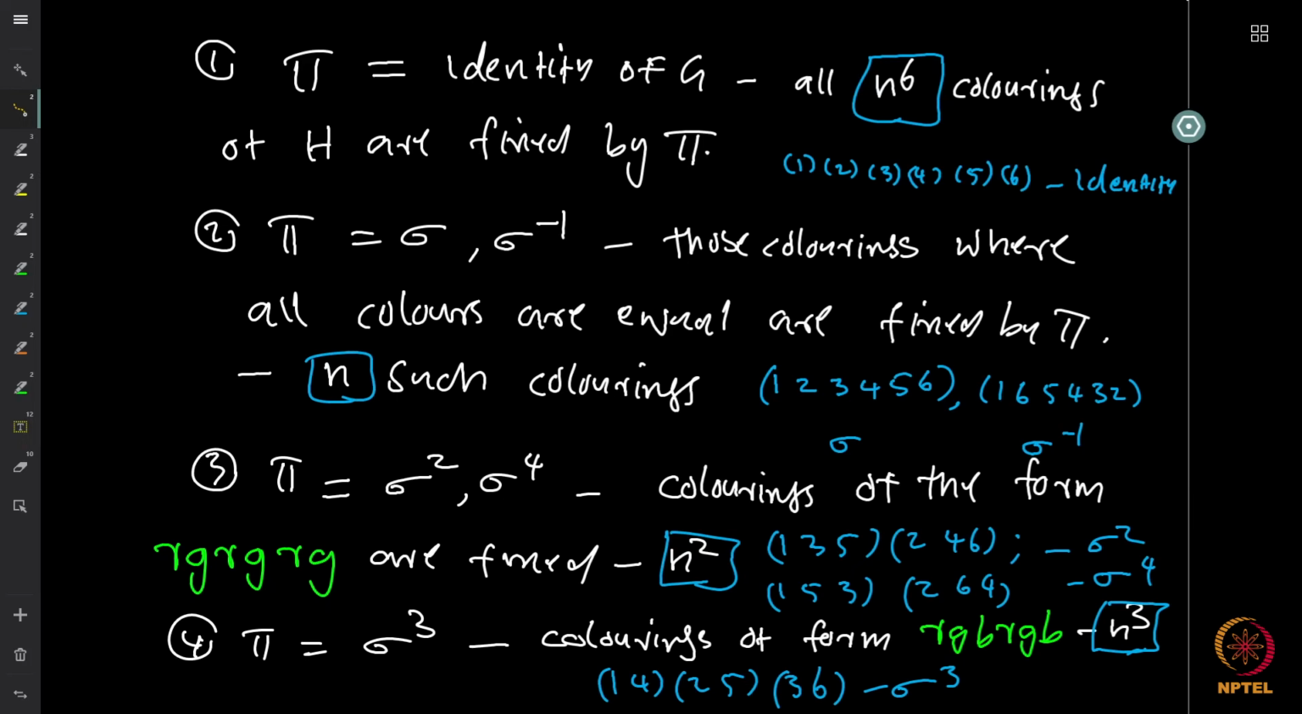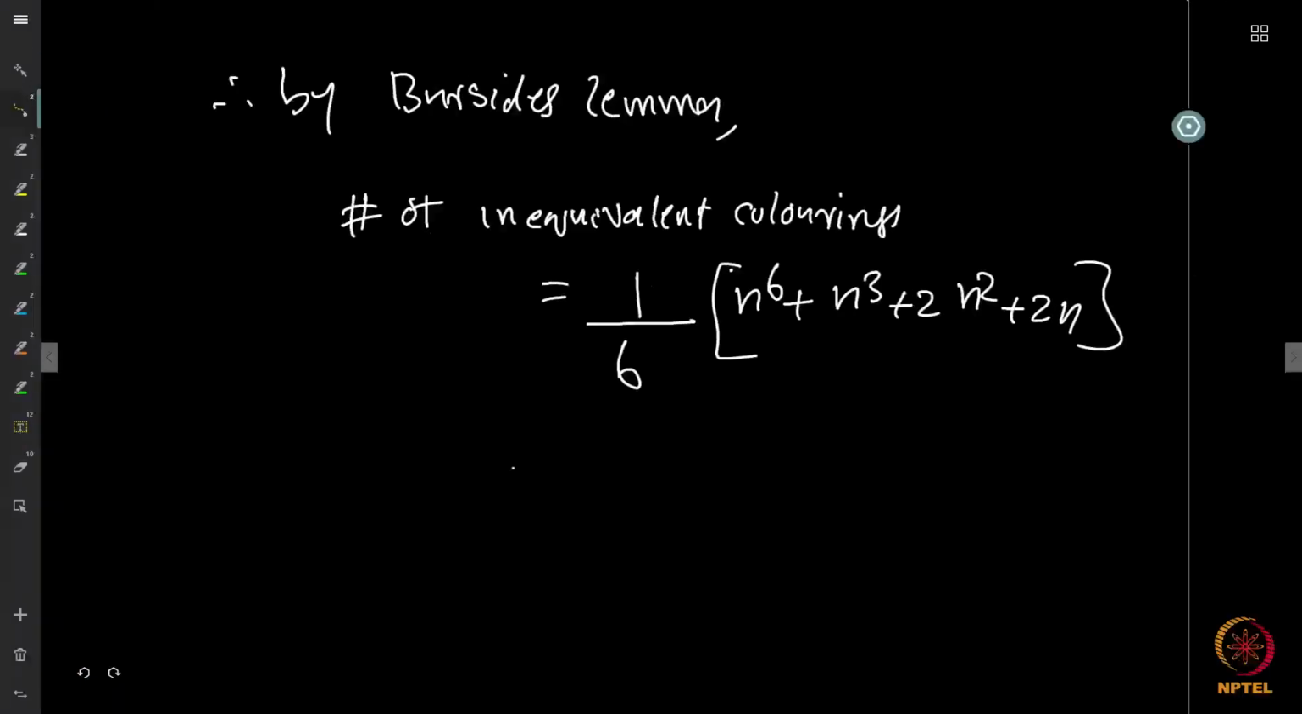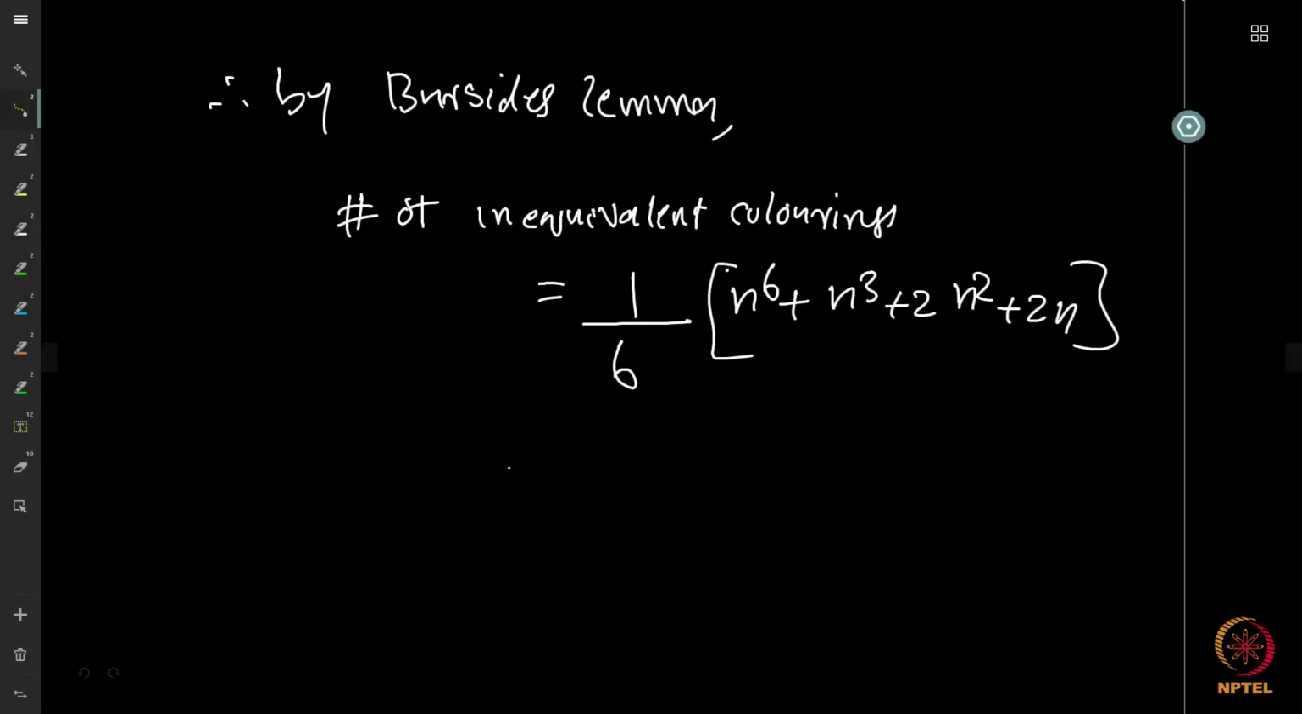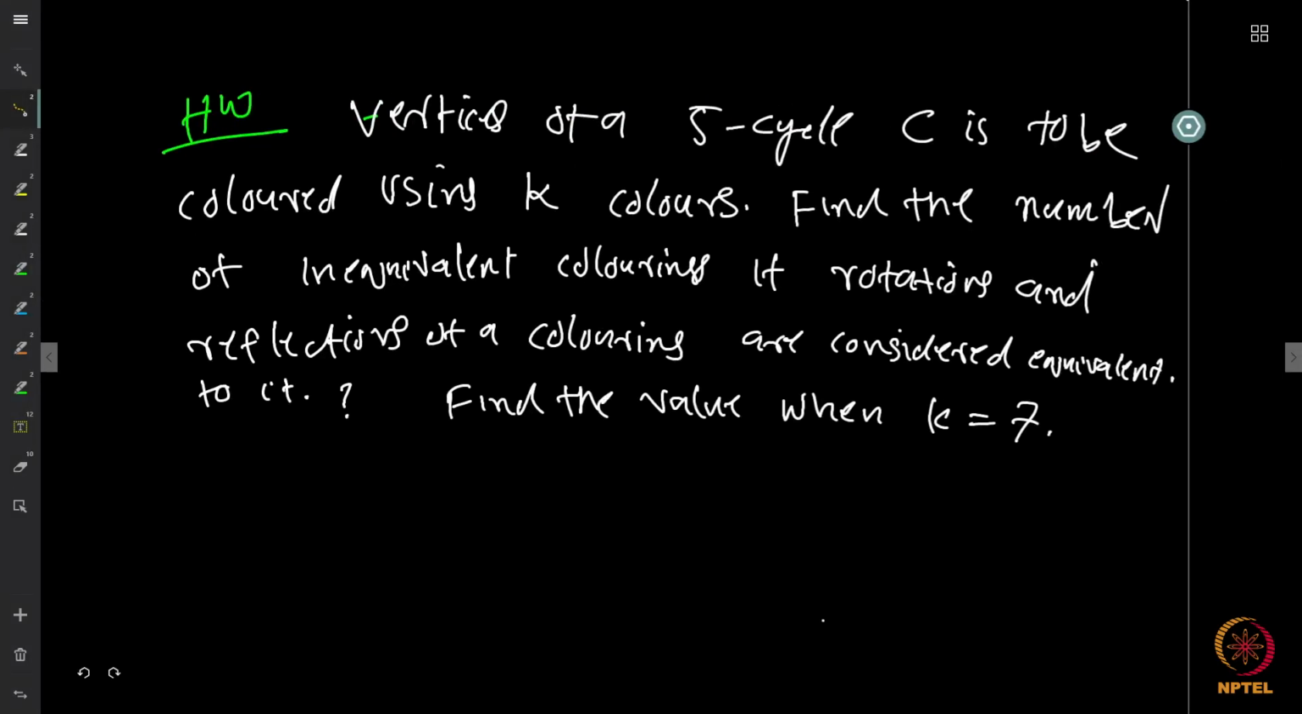So now it is clear, right? So we can even write it as a theorem now. Okay, so we will go to that. Before that, let me set a homework. The vertices of a 5 cycle, let's say C, are to be colored using K colors, right? Find the number of inequivalent colorings if rotations and reflections of colorings are considered equivalent. Okay, and once you do this formula, again find the value when K is equal to 7. So that is a homework.